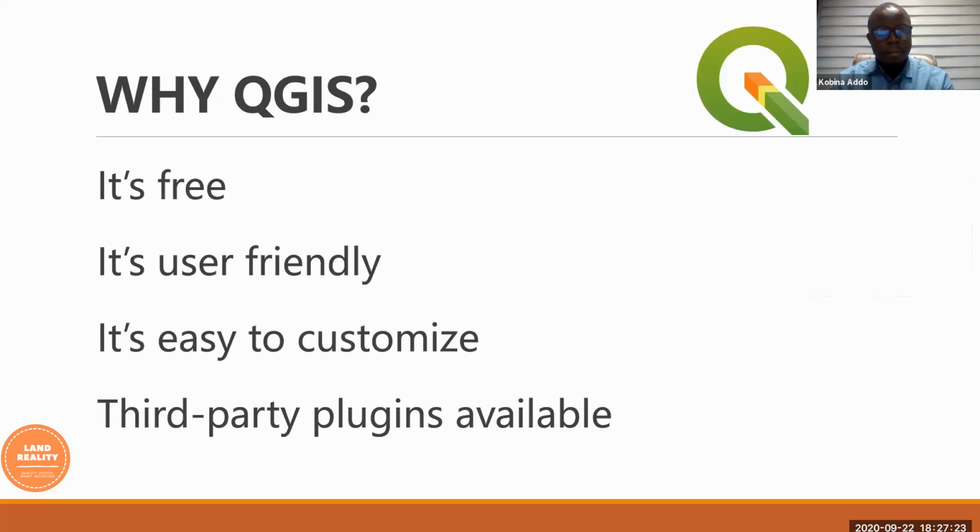Yes, so the reasons I gave earlier, why QGIS? Because it's free. Everybody and anybody can access it. It's also user friendly. It's very easy to customize, like I said, and it also has third-party plugins available. Third-party plugins are basically, let's think of it this way. Somebody starts a project, perhaps in building or in road construction or in mining or in hydrology, something. And then at the end of his project, he's able to write a program or develop something that will tell QGIS to perform a certain function.